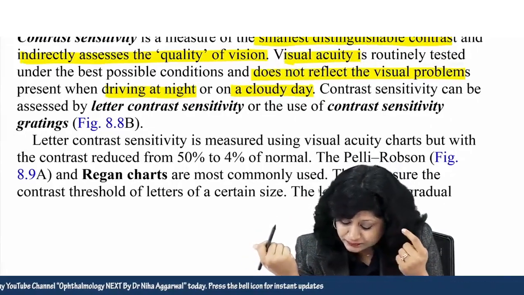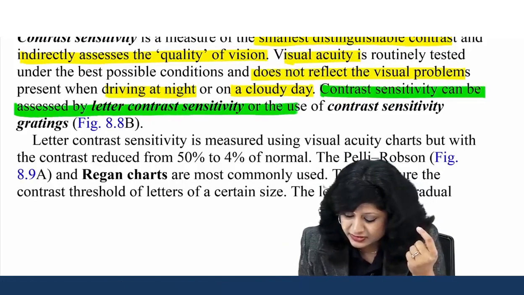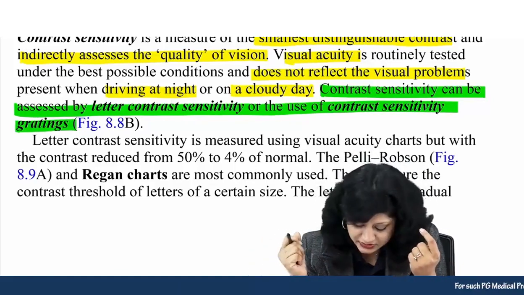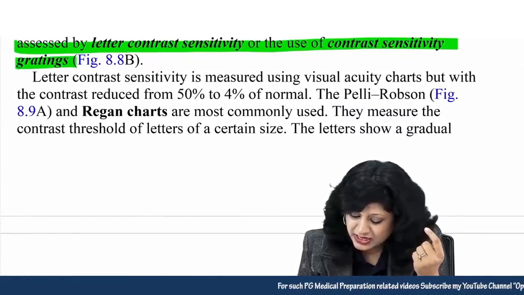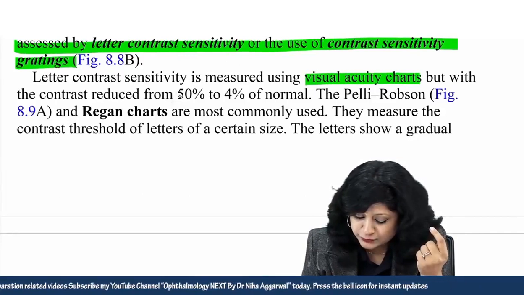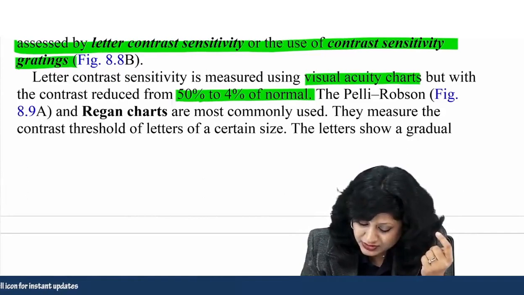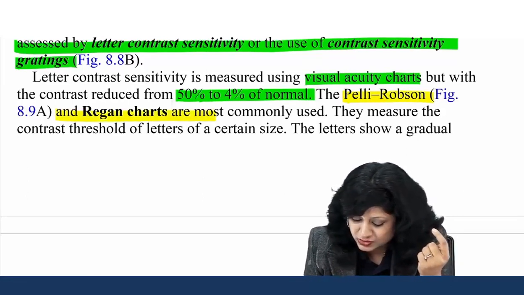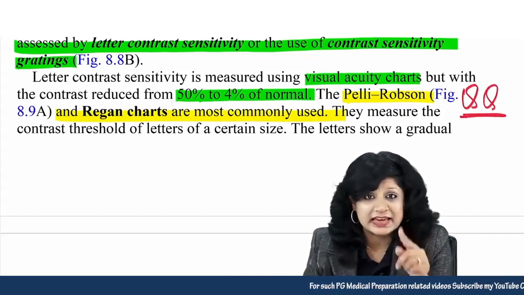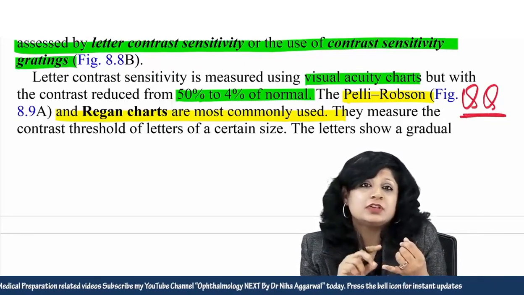So this contrast sensitivity can be assessed by the letter contrast sensitivity or the use of the contrast sensitivity grating. We have different charts for this. Letter contrast sensitivity is measured using visual acuity charts, but with the contrast reduced from 50% to 4% of the normal. We have a very good chart there, which is the Pelli-Robson and Regan charts. These are most commonly used. You should be able to identify them and know the names of these charts used for contrast sensitivity. We have the Pelli-Robson chart and the Regan chart.